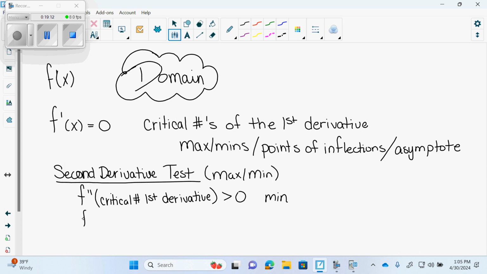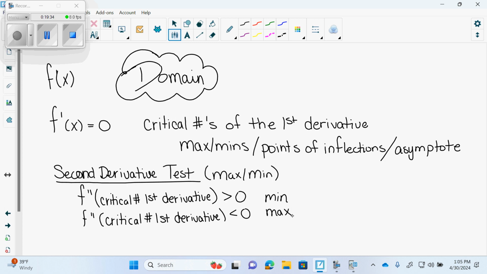And if f double prime at a critical number from the first derivative is less than 0, it means it's concave down, so it is a max. What if it's equal to 0? Point of inflection. That just guarantees that it actually isn't a max or a min, it is a point of inflection.